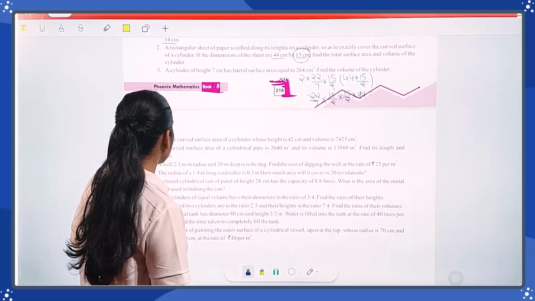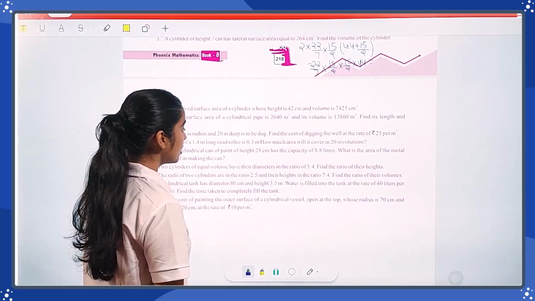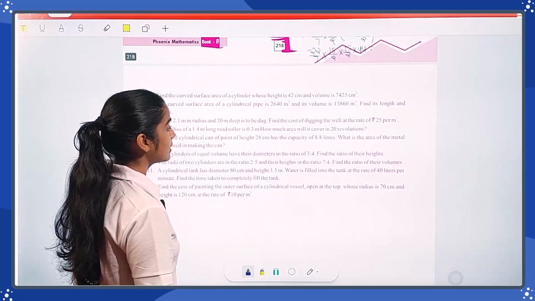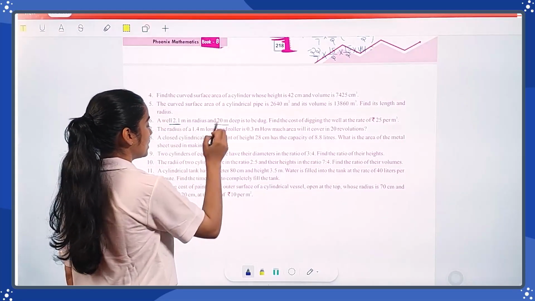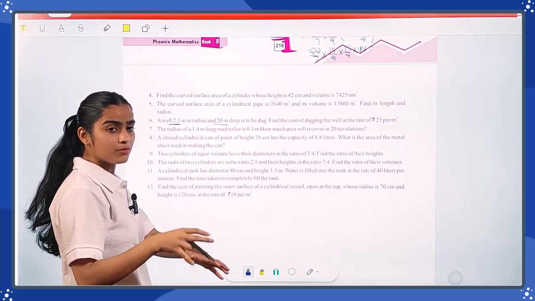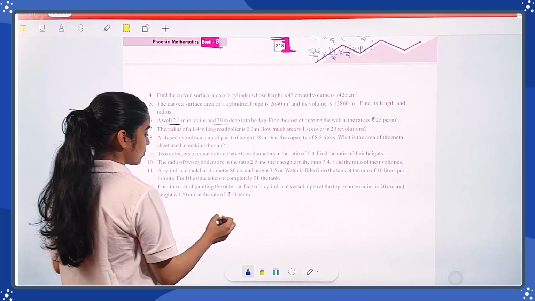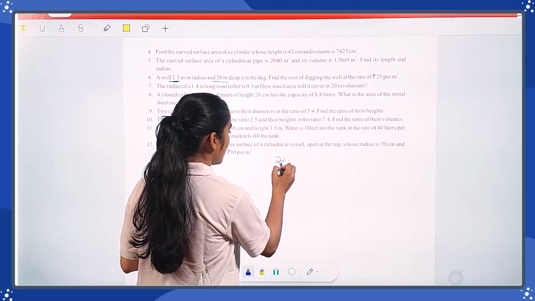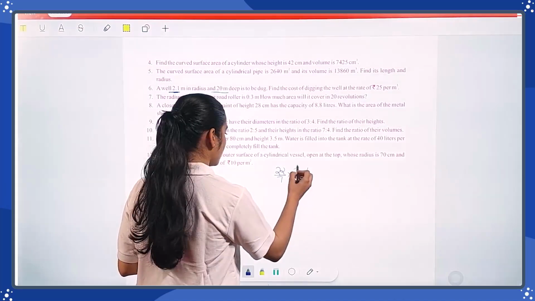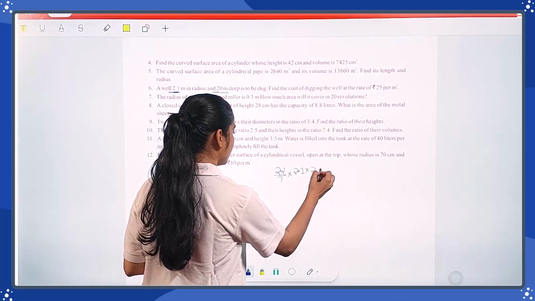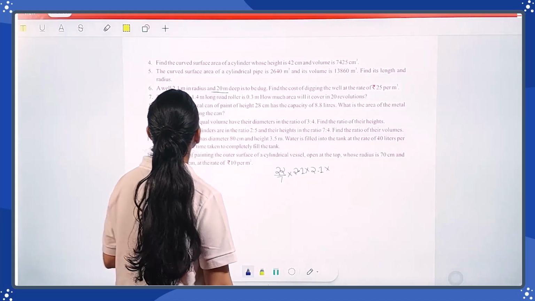Now, a well of 2.1 meter radius and 20 meter depth is to be dug. Find the cost of digging the well at the rate of 25 per meter cube. So in this, digging means you need to find the volume. So you have pi r square h, with your height. So pi is 22 upon 7 multiplied by 2.1 multiplied by 2.1 multiplied by 20.